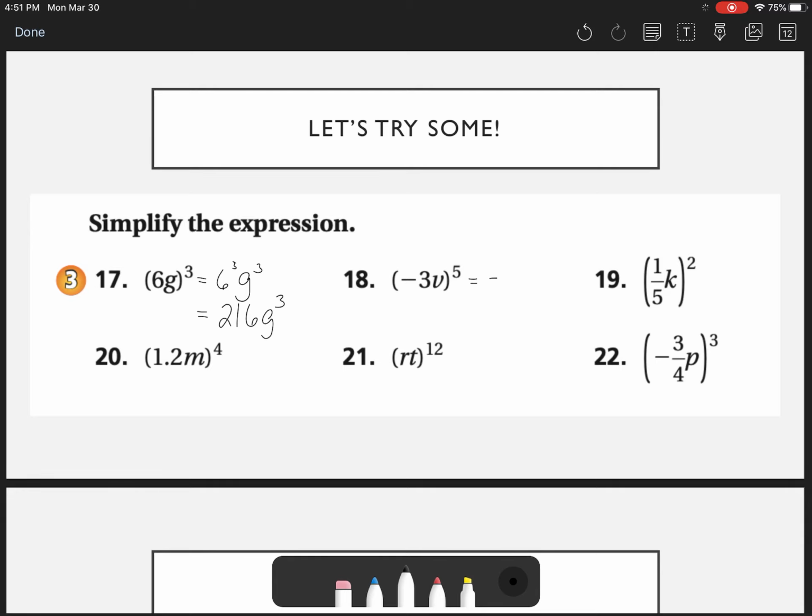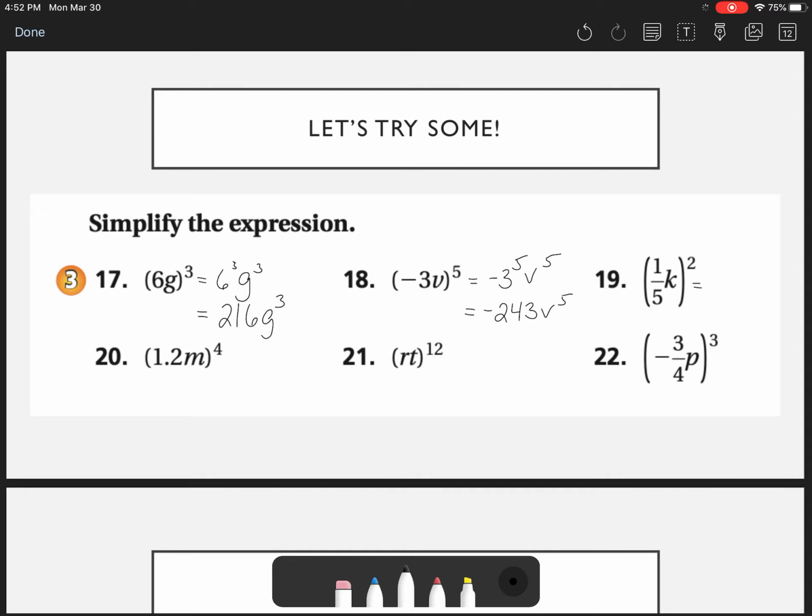Number 18, negative 3 to the fifth, v to the fifth. The way to plug negative 3 to the fifth into your calculator is to do 3 to the fifth power, take the positive. And remember that if you have an odd exponent and the base is negative, the answer is going to be negative. So this is going to be negative 243 v to the fifth.